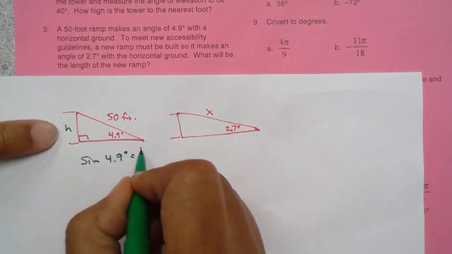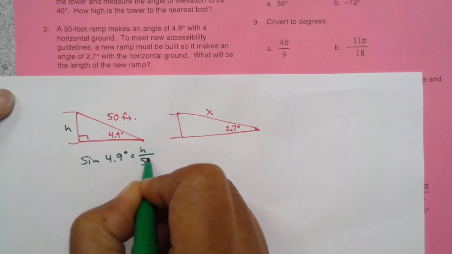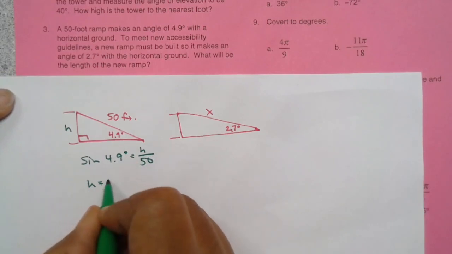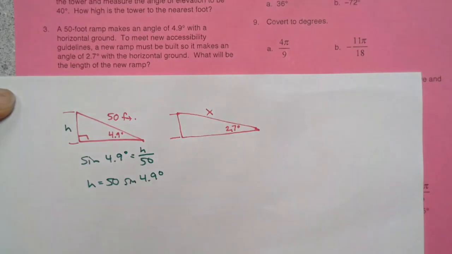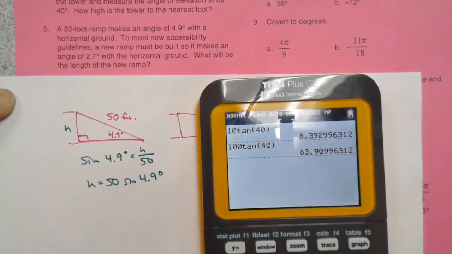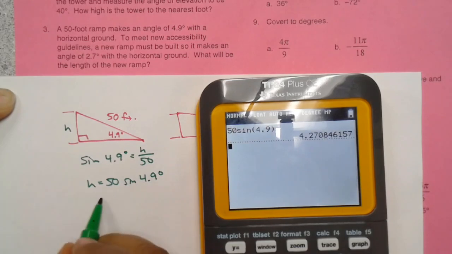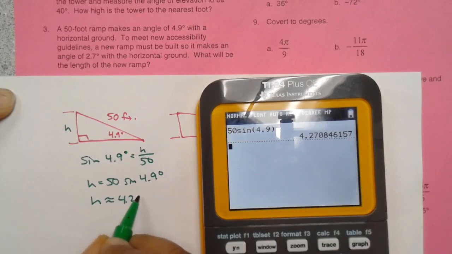So opposite is H over hypotenuse, which is 50. Cross multiply, we get H equals 50 sine of 4.9 degrees. So we're going to use our graphing calculator and put in 50 sine of 4.9. Make sure you're in degree mode. And then that gets you a height of about 4.27.